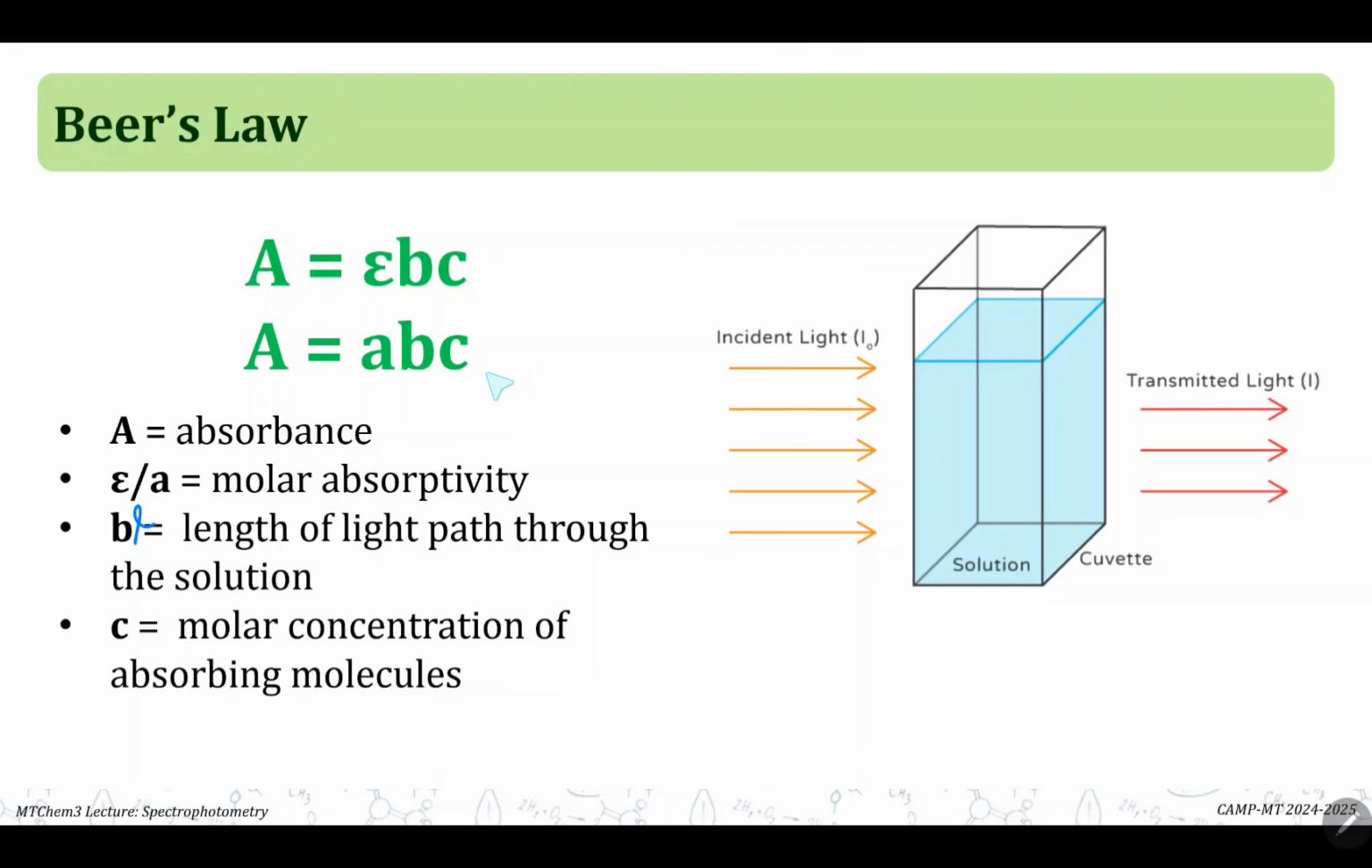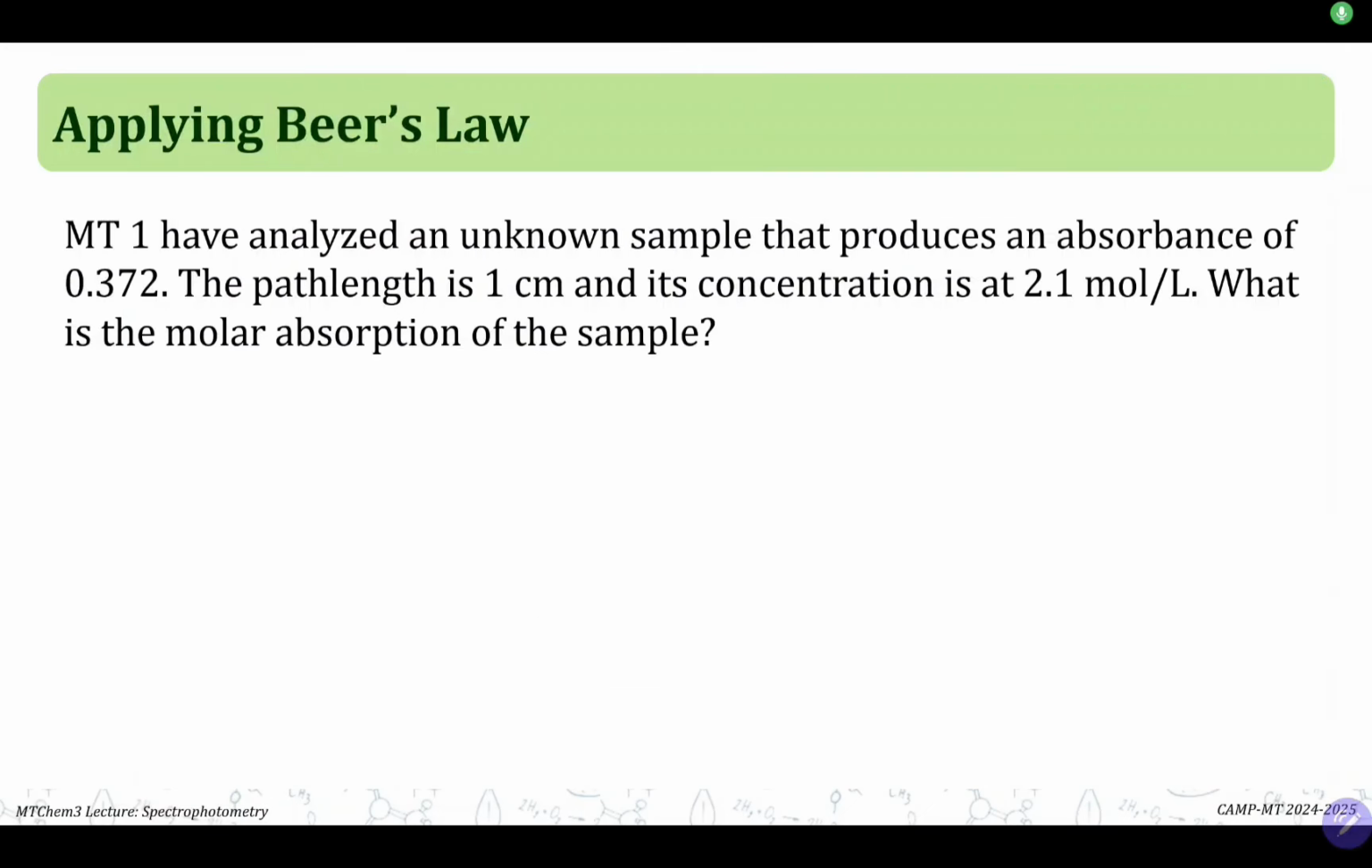So, tandaan, ang general formula natin for absorbance is A = abc. Let's apply this equation to some examples. So, we have your first sample problem. We have analyzed an unknown sample that produces an absorbance of 0.372. The path length is 1 cm and its concentration is 2.1 moles per liter. What is the molar absorptivity of the sample?